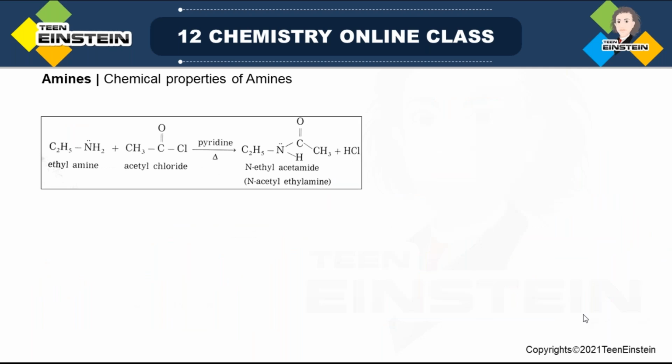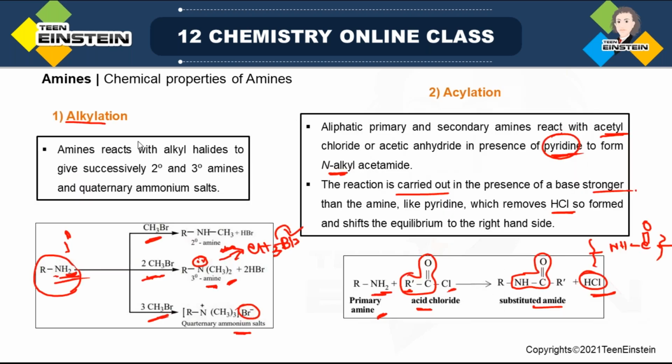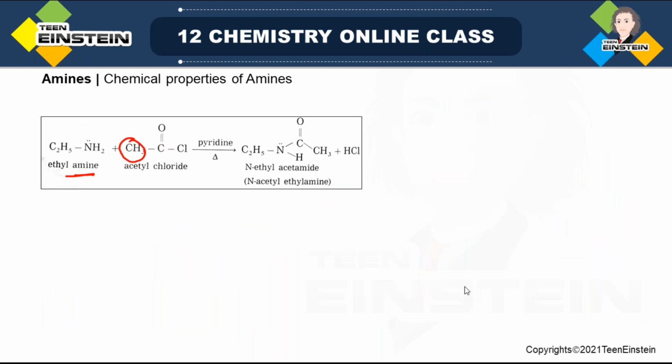Now some examples of acylation also we will see. This is ethylamine because the ethyl group is attached to NH2. In this case, R prime group is methyl, and now the name is acetyl chloride. In the previous case, when you are using the general formula, the name is acid chloride. But now when you are using CH3 in place of R prime, the name is changed to acetyl chloride.